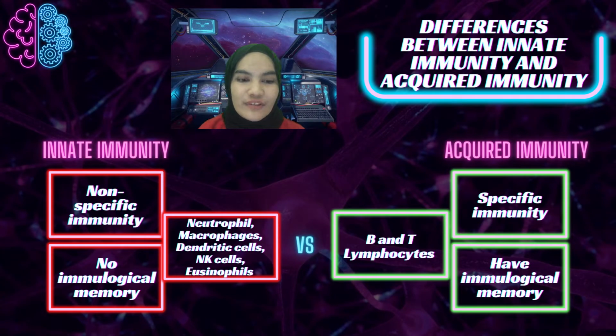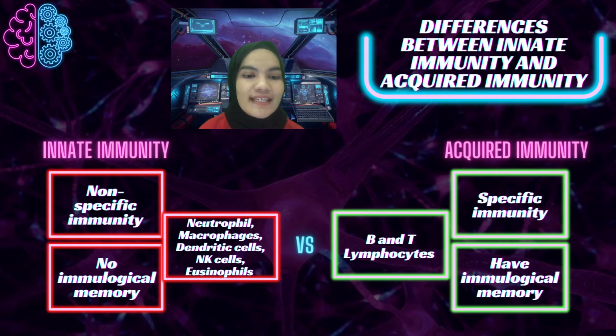Okay, now I will continue our discussion with immunity. Immunity can be broadly classified into 2 types, which are innate immunity and acquired immunity. Innate immunity consists of external barriers, which is the first-line defense mechanism, and internal cellular and chemical defenses, which is the second-line defense mechanism.